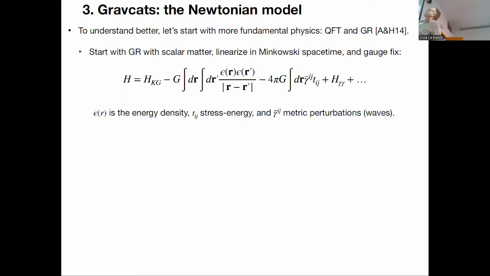Then we have higher order terms. So Tij is going to be the stress energy, and gamma ij, these are metric perturbations, so waves that perturb this solution. So we have a term that's an interaction between stress energy and the metric perturbations, the waves. We have a term for self-interaction of perturbations, and then higher order terms. Okay, this is an expansion, this is an approximation. Okay, very good.